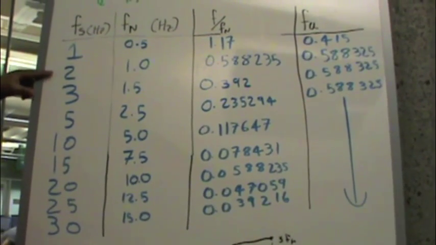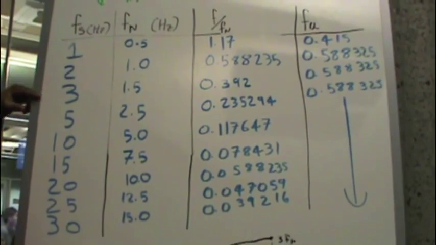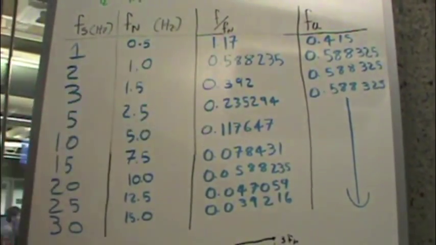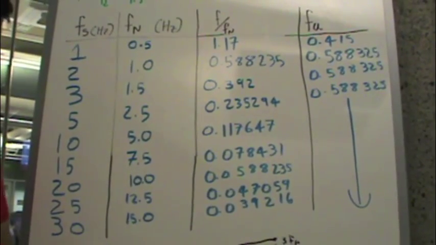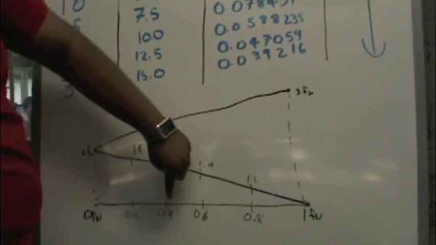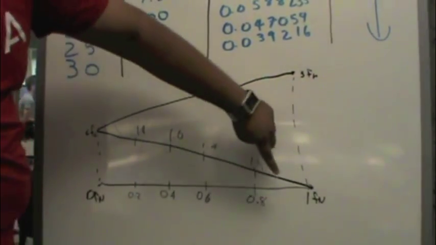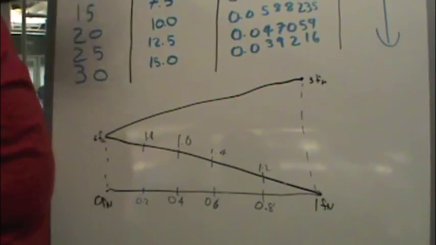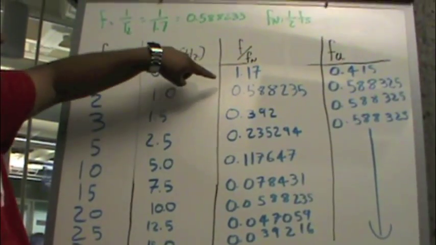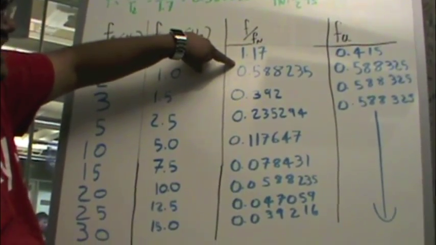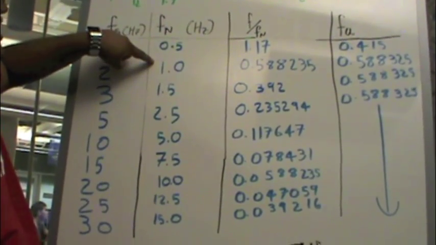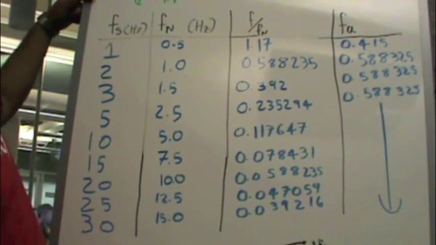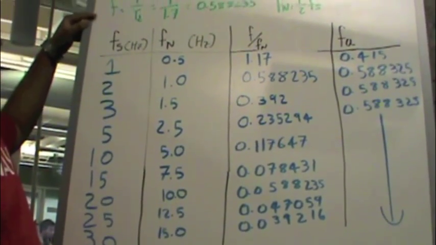If we increase our sampling rate to 2 hertz, our F over Fn ratio becomes 0.588235. Now, if you look at the folding diagram, you can see it already lies on the bottom of the chart over here. So we can just take the ratio we calculated and multiply it by our Fn. And as you can see, the aliasing frequency does represent our true frequency.